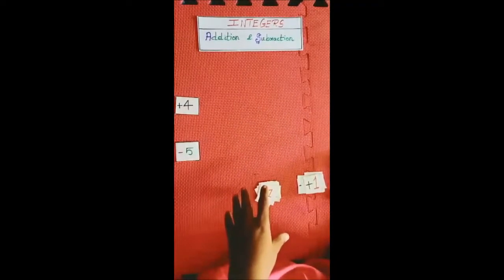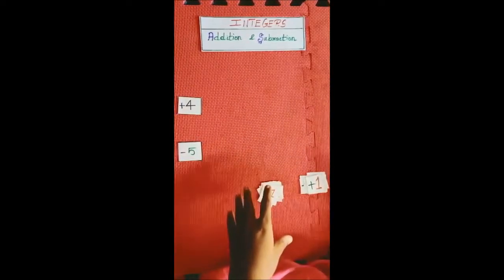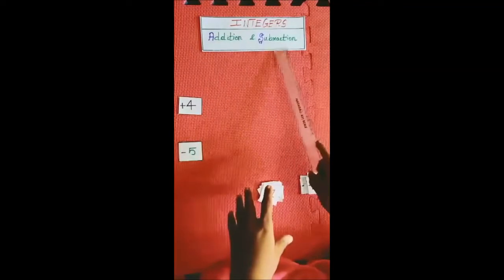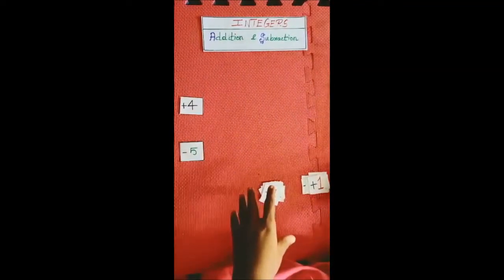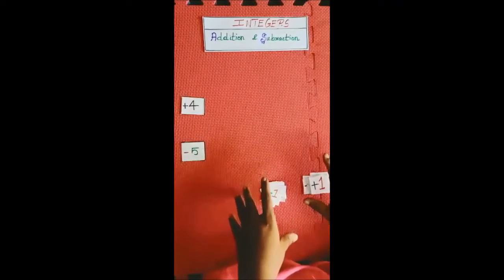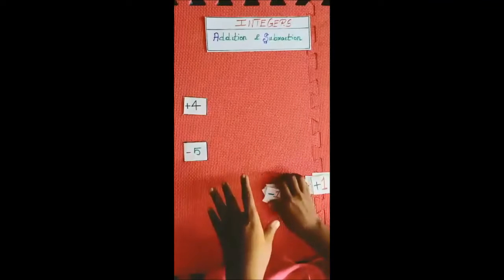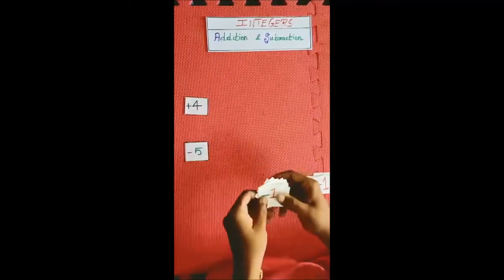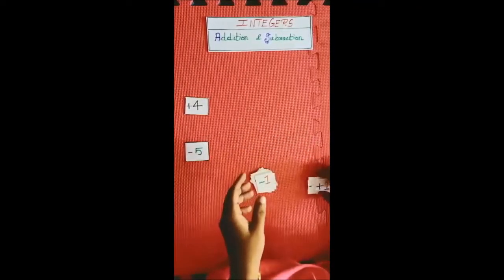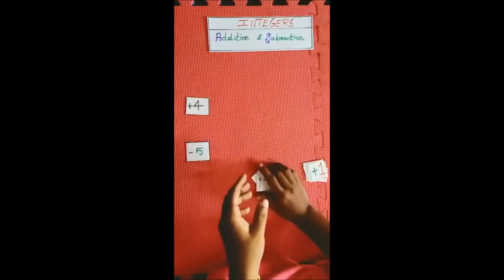My dear children, by this activity you are going to learn integers, addition and subtraction. By this activity you can easily have a clear understanding of the concept of addition and subtraction of integers. For this we are going to use some negative ones and positive ones for our activity. How are we going to use this minus 1 and plus 1?